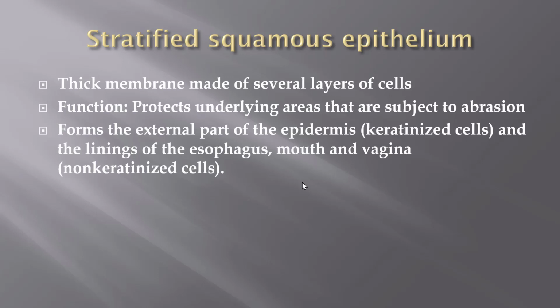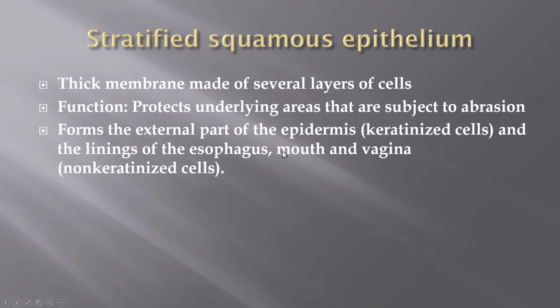We have one more simple, but it looks a little strange. We're going to move into stratified. That means there's more than one layer. The most famous stratified squamous is skin. We want stratified squamous where we need thickness. We need to protect against abrasion. These are areas where you get abraded, you're swallowing a lot of food, you're hitting a lot of things on your arm, that sort of thing. So you're getting a lot of abrasion, and you're going to have multiple layers of this squamous epithelium.